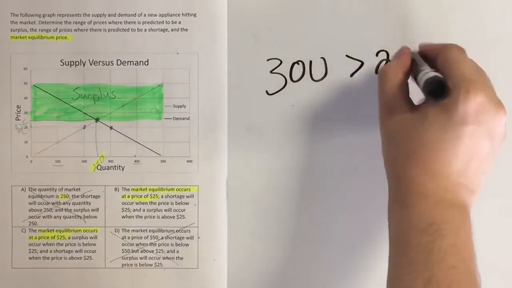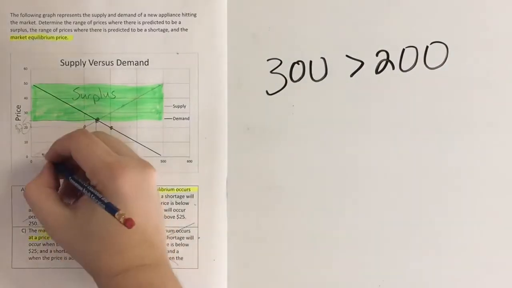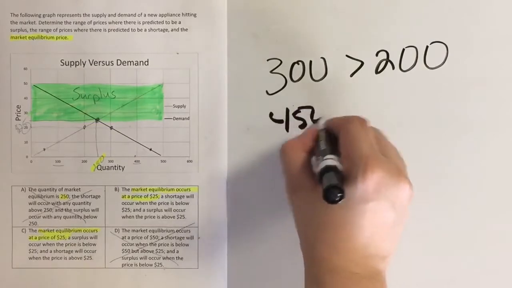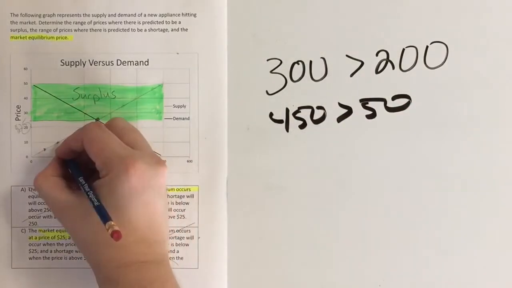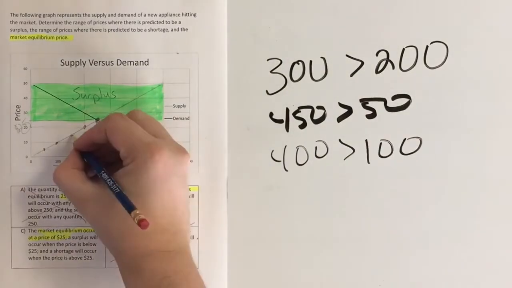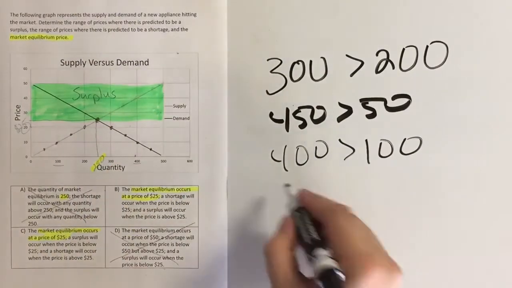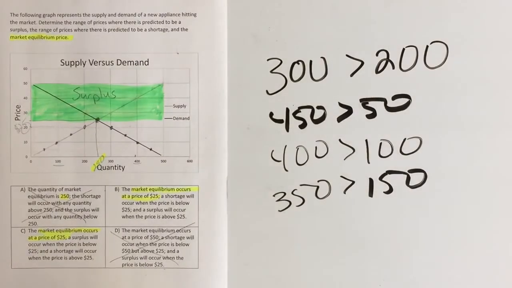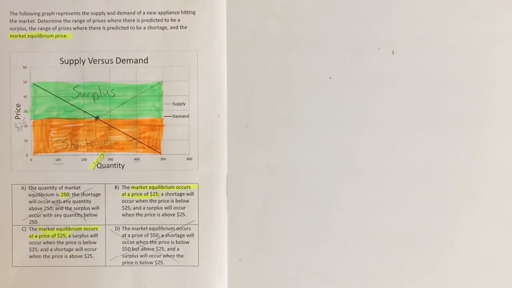The trend of the demand being higher than the supply is true for the cost right below $25 all the way to the lowest price the items could possibly be. Therefore, this means that every price below $25, there will be a shortage.